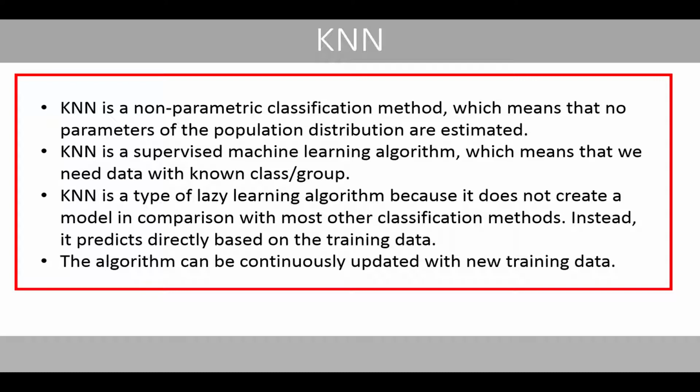KNN is a non-parametric classification method, which means that no parameters of the population distribution are estimated. KNN is a supervised machine learning algorithm, which means that we need data with known class or group. KNN is a type of lazy learning algorithm because it does not create a model, in comparison with most other classification methods. Instead, it predicts directly based on the training data. The algorithm can be continuously updated with new data.